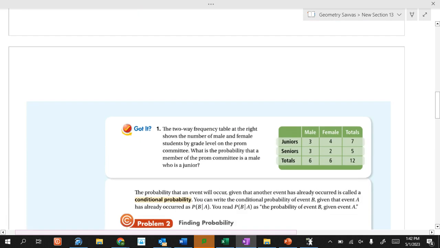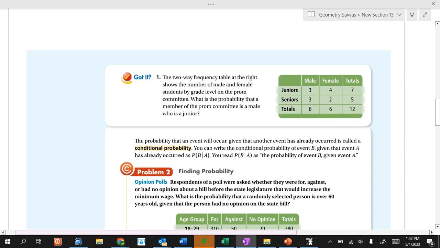Now, looking at the next table, there's a two-way frequency table showing the male students and the female students by grade level on the prom committee. What's the probability that a member of the prom committee is a male who is a junior? So you got to be both male and junior out of the prom committee. Male juniors, there are 3 out of the whole number of prom committee. 1/4 of the kids are junior males.